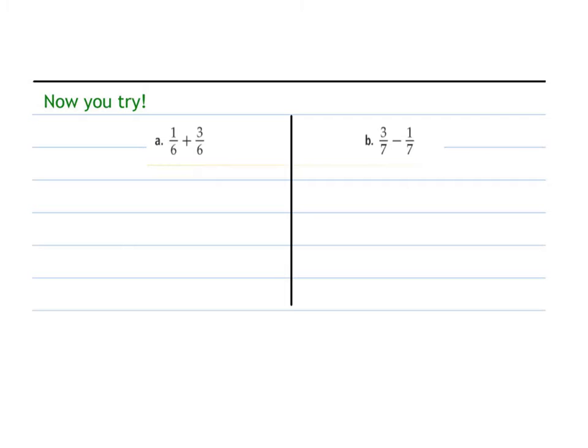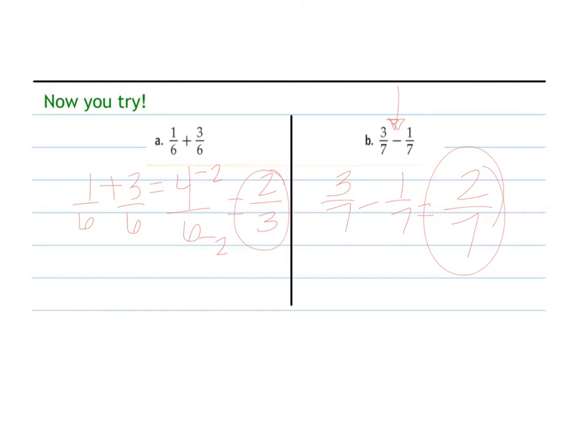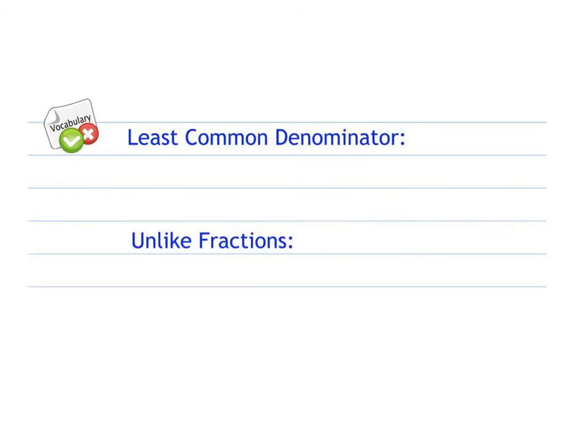You try these two and then come back and check your answer. So 1/6 plus 3/6. So 1 plus 3 equals 4. So we have 4/6, and then it needs to be in simplest form, so it would be 2/3. Here we have to notice that this is subtraction, so 3/7 minus 1/7. 3 minus 1 is 2. Keep the denominator, already in simplest form, so that's 2/7.